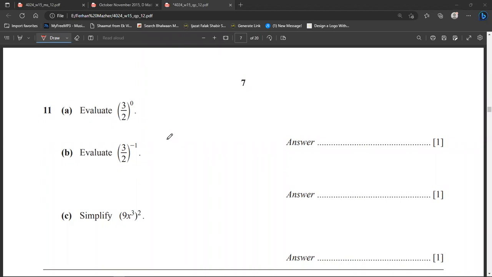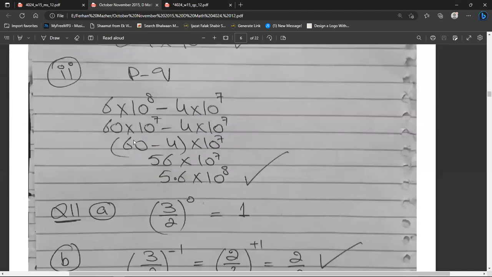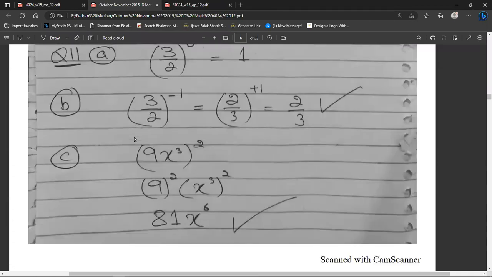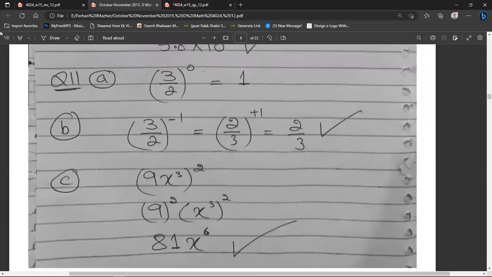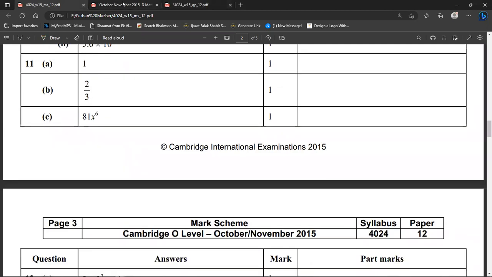So we have question number 11. A part: 3 by 2, whole thing raised to power 0. Anything raised to power 0, the answer will be 1. So 3 by 2 raised to power 0, the answer will be 1. Okay. The answer is 1.